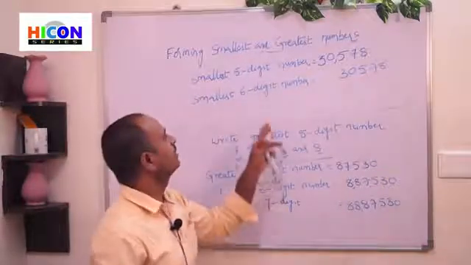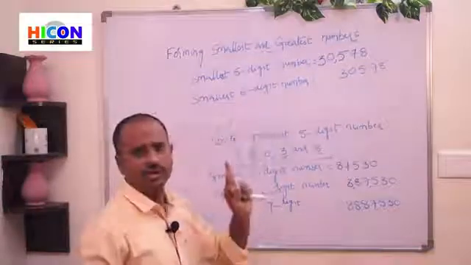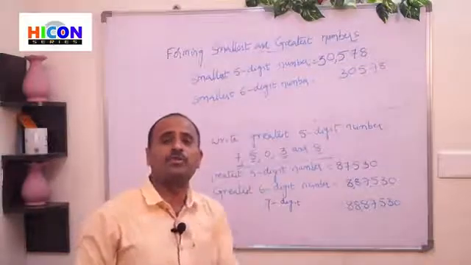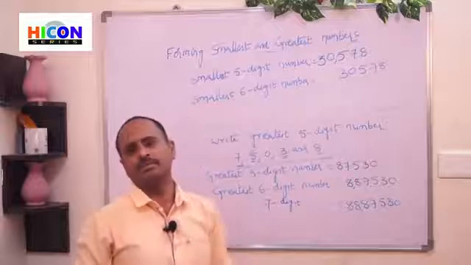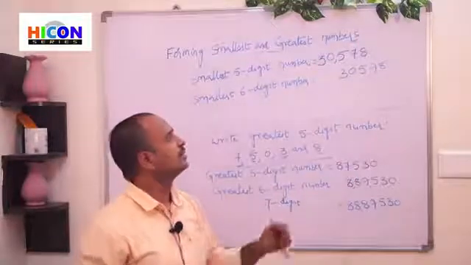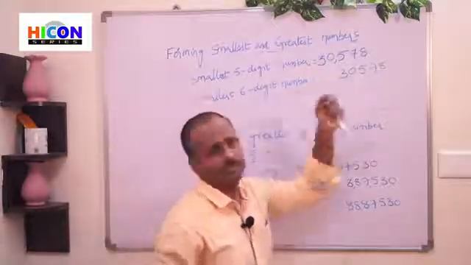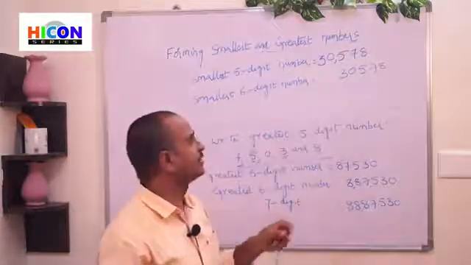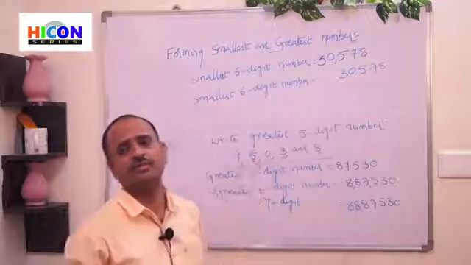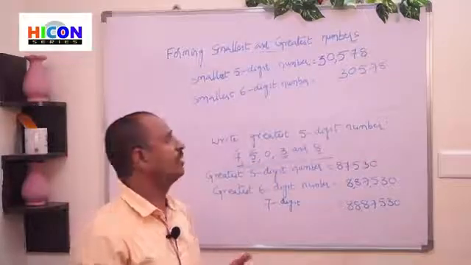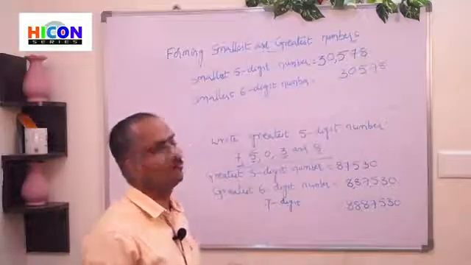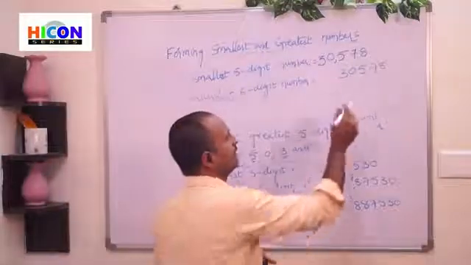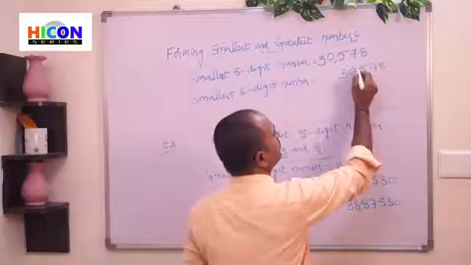So how can we write it? Repeat the smallest digit one more time. Which one is the smallest here? 0 is the smallest here. So repeat the smallest digit one more time after it. So here again repeat 0.